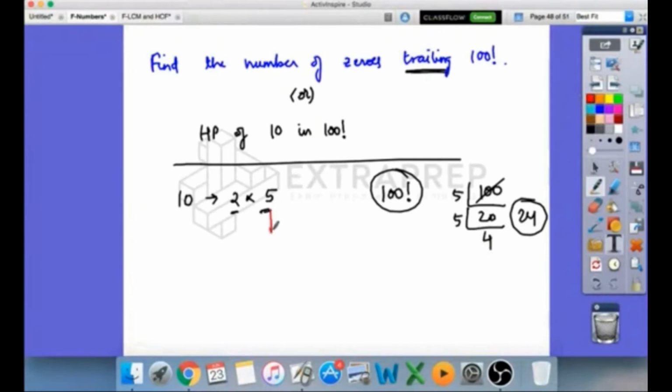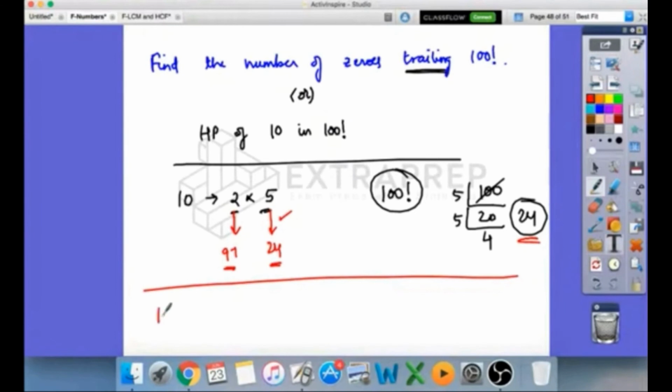How did we get that? 5s I already calculated as 24, so there are 24 5s. Let's talk about 2s. In 100 factorial the highest power of 2 is 97, which we already know, so I'm using that knowledge here. When 97 2s are there and 24 5s are there, the 24 5s will combine with 24 2s and become 24 zeros. The remaining 73 2s are of no use; you can't get a 0 from that. So you're only looking at 5. The highest power of 10 is nothing but the highest power of 5, and 24 is your answer.